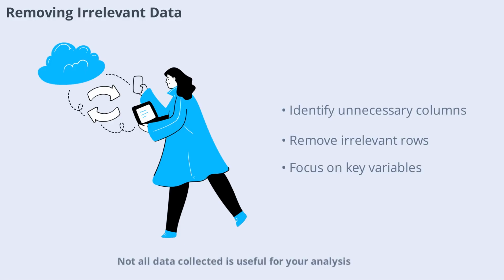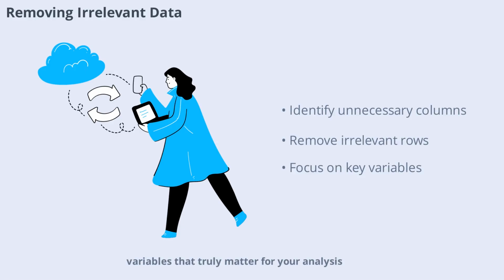Not all data collected is useful for your analysis. Irrelevant columns or rows can clutter your dataset and slow down processing. Take time to review your data and remove any information that doesn't contribute to your goals. This streamlining step makes your dataset more manageable and focused, allowing you to concentrate on the variables that truly matter for your analysis.